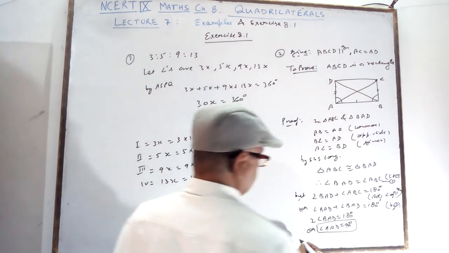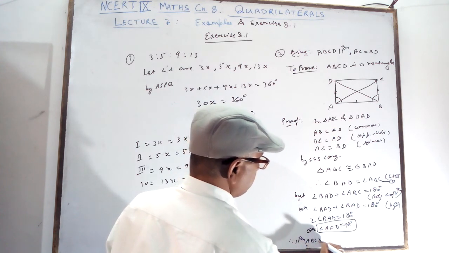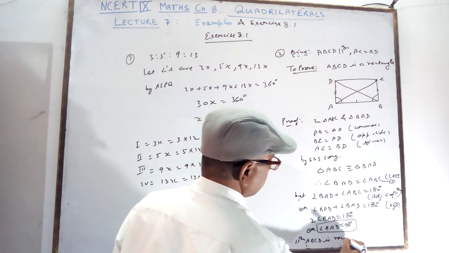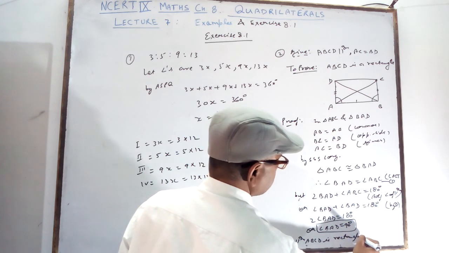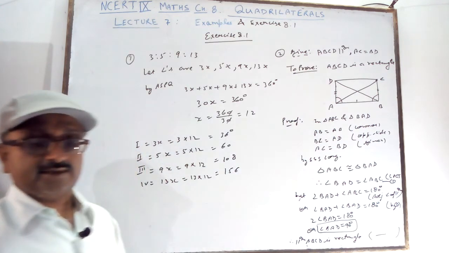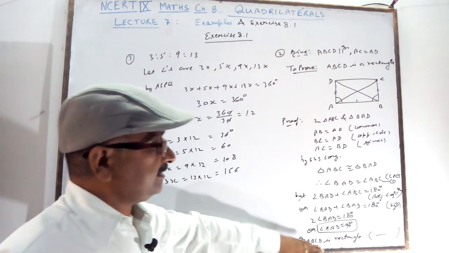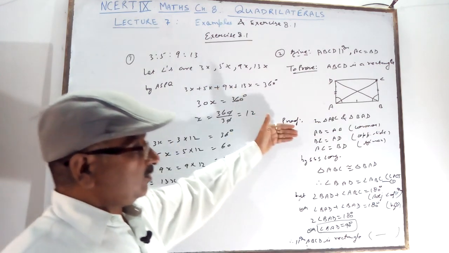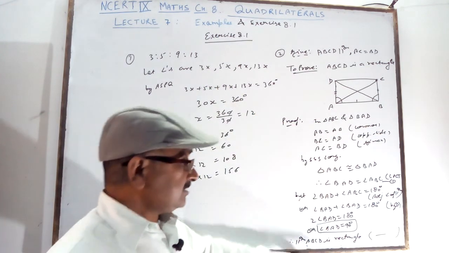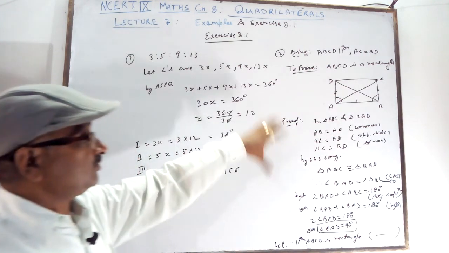Angle BAD is 90 degrees. Therefore, parallelogram ABCD is a rectangle. Why is it a rectangle? If one angle of a parallelogram is 90 degrees, then the parallelogram is a rectangle. Hence proved. What will you write here? Hence proved. Your question is over.